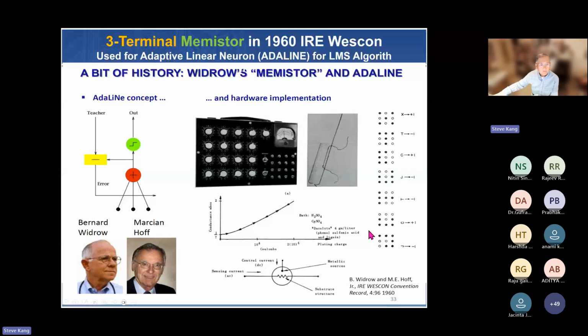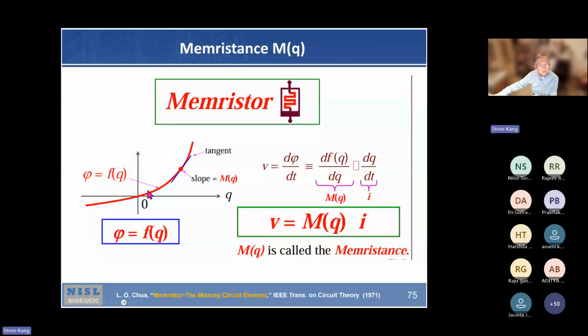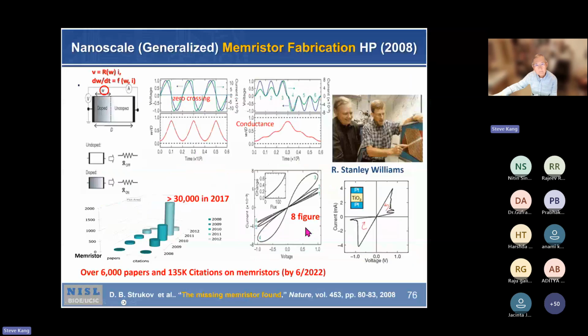Again, back to memristor. If you have a relationship between Q and phi, where phi is a function of Q, in general it can be curved like this. At any operating point, say Q naught, if you take a slope, that slope is M(Q), the memristance. Here is a smaller memristance. It keeps on increasing higher and higher, for instance. So that's the concept.